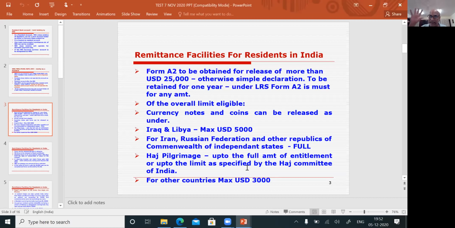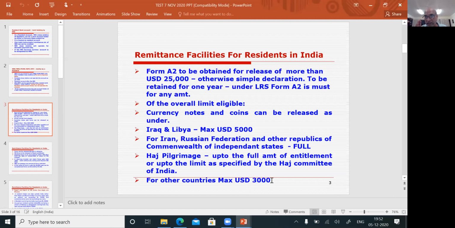The entire total entitlement or as approved by the Hajj committee, whichever is less, only that he can carry with him. Up to the full amount of entitlement, or up to the limit specified by the Hajj Committee of India, is permitted as foreign currency notes. This question was asked last time at some level. Finally, for all other countries, he is permitted to take only a maximum of US dollar 3,000 in foreign currency notes.